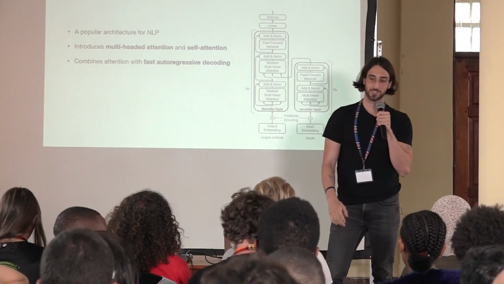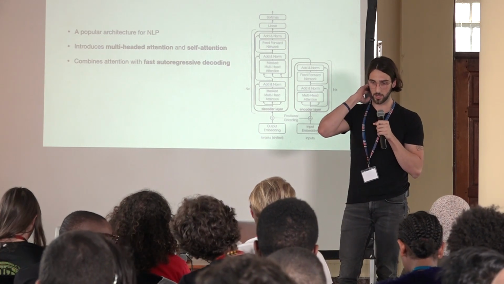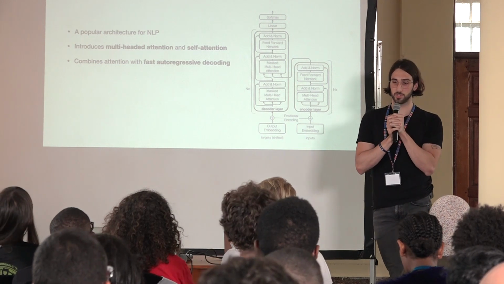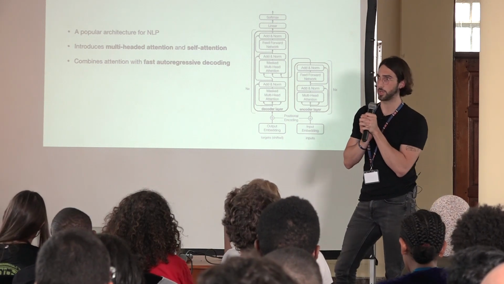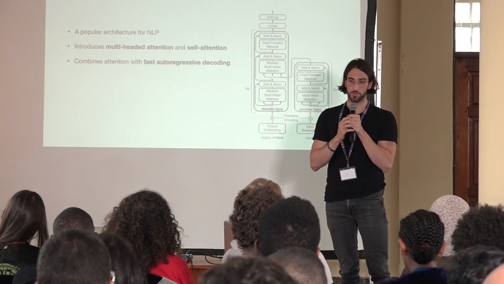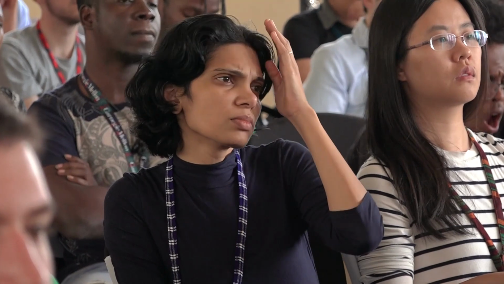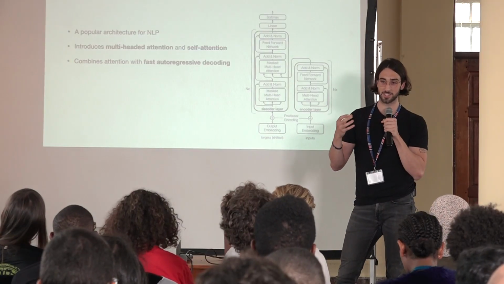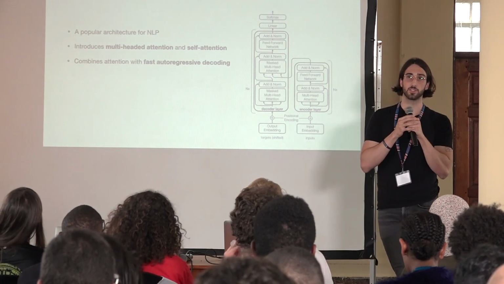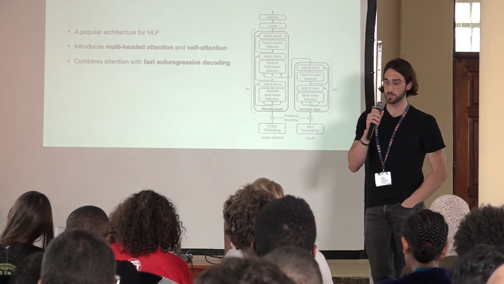Okay, so the transformer. It's become pretty popular recently. It introduces two mechanisms and borrows a lot from what was going on in generative modeling at the time. So the two mechanisms that it introduces are multi-headed attention and self-attention. I'm going to get into that. The second thing that it's exploiting is fast autoregressive decoding. And if you've heard of autoregressive models, great.